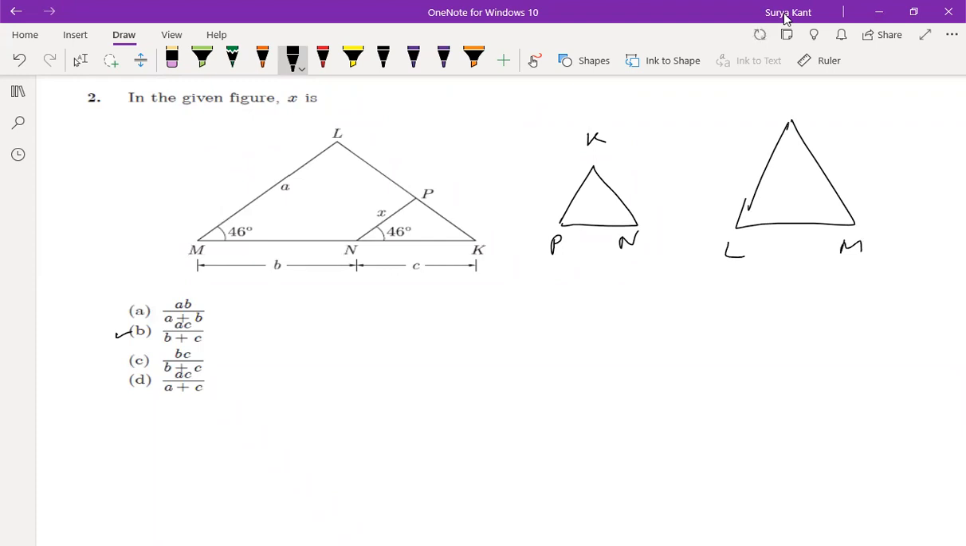So KP is not given, KN is not given, PN is given as X. This is 46 degrees. NK is C. And MN is B, meaning M to K, that is B plus C, right? Correct, no? Correct.